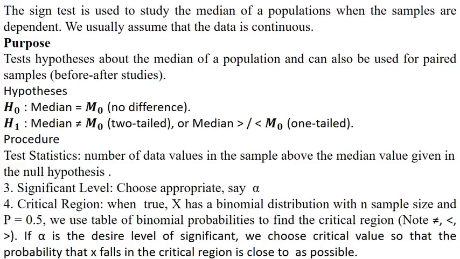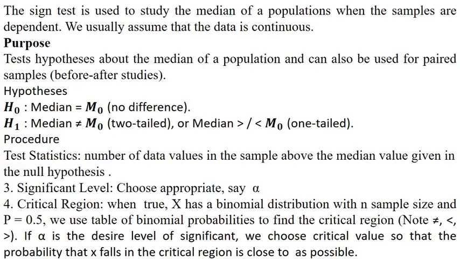Then we have the significance level. We may be given a choice to pick an appropriate significance level, or the examiner may give us the alpha level, which is our significance level. Critical region: when X has a binomial distribution with n sample size and probability p equals 0.5, we use the table of binomial probability to find the critical region.